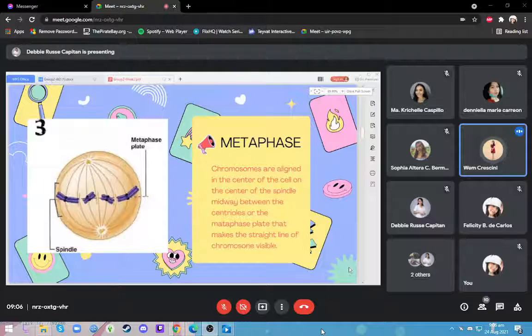Next, number three is metaphase. As we can see, the metaphase plate and spindle. Our major event is that the chromosomes are aligned in the center of the cell, on the center of the spindle, midway between the centrioles, or the metaphase plate, that makes the straight line of the chromosomes visible.